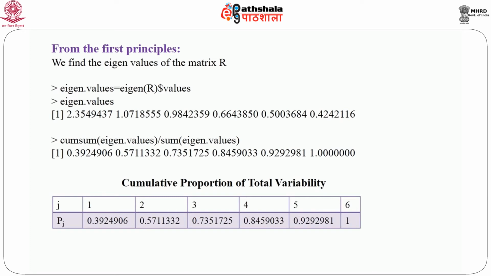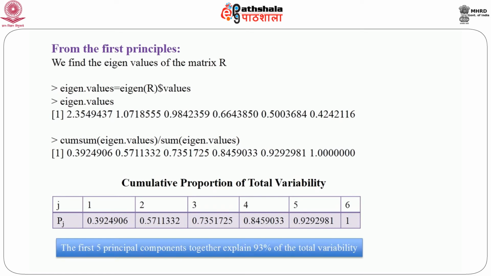We see from the above table that the first 5 principal components explain about 93% of the original data variability. Thus, we may conclude that there is not much significant reduction in dimension if we consider the first 5 principal components instead of the original set of 6 variables. So, this is an example where principal component analysis is not worthwhile.